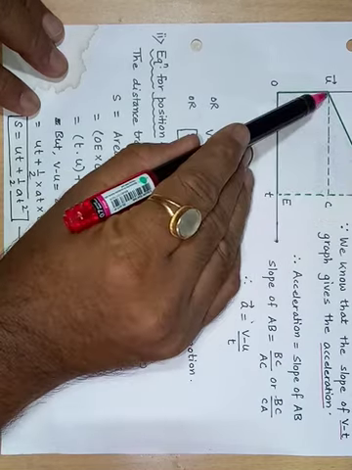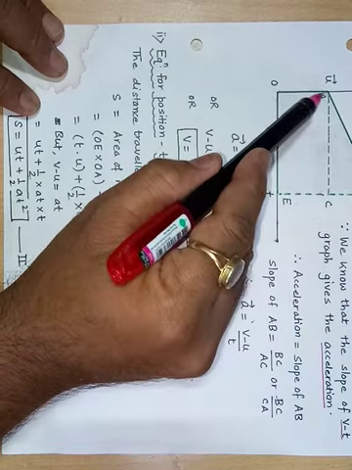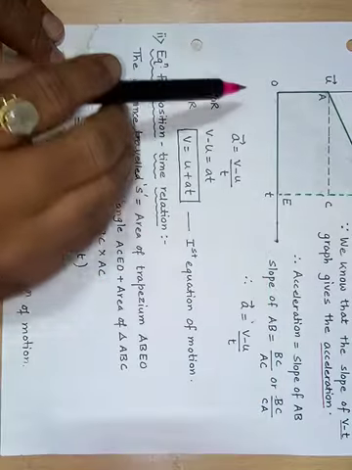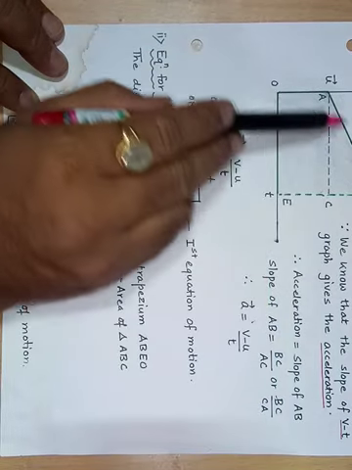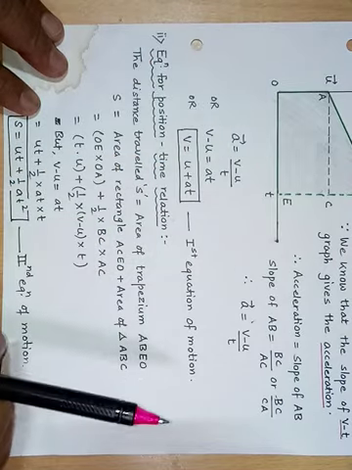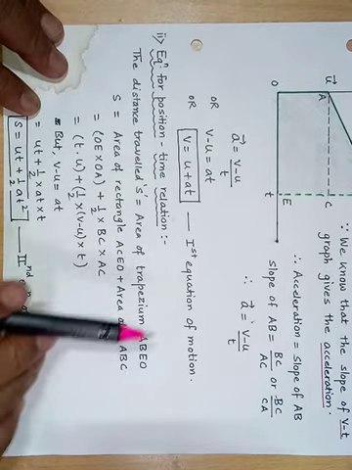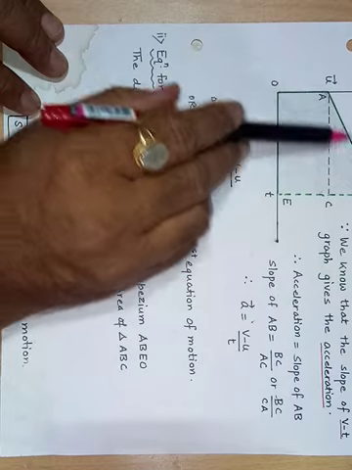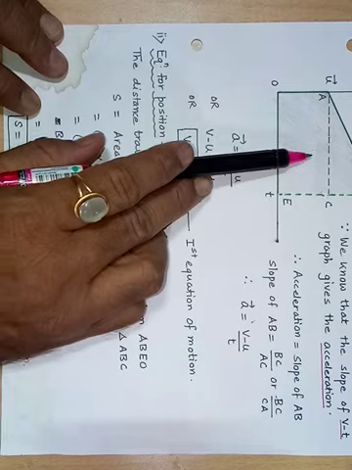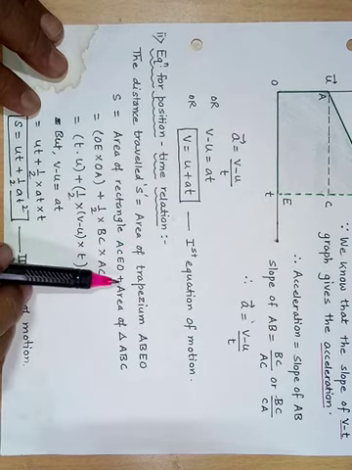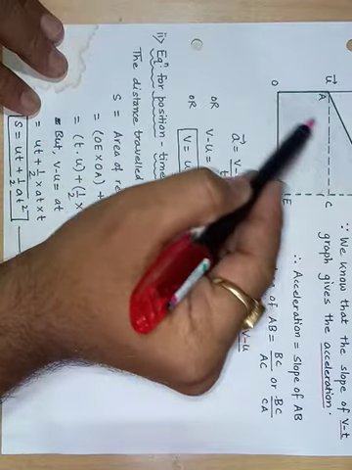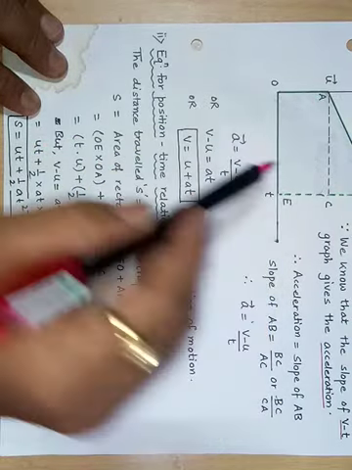So if I join this point A and O, and if I join this segment B and E, then I will get this shape OABEO. This shape is called a trapezium. If I succeed in calculating the area of this trapezium, then this area will give me the distance traveled by this object. So from the same graph, I have now shaded this entire area, which is nothing but the area of the trapezium.